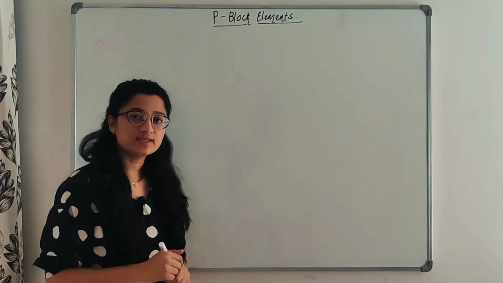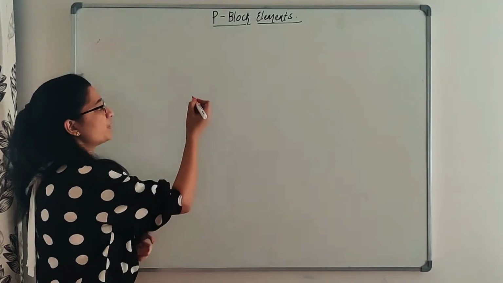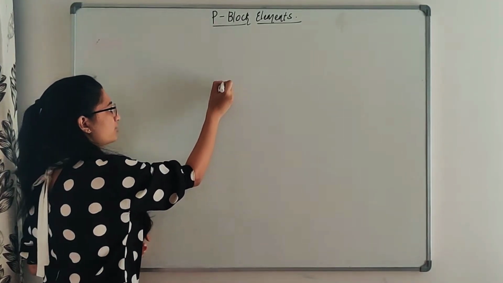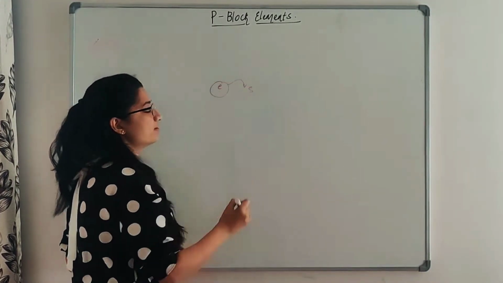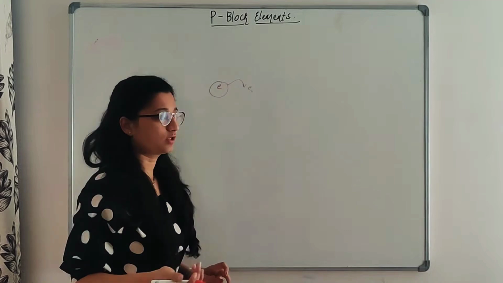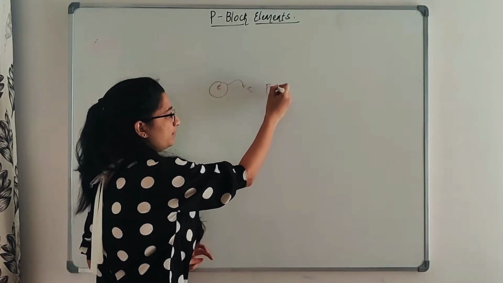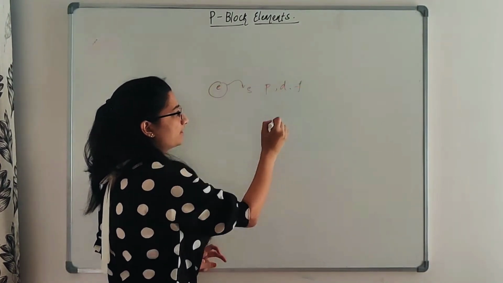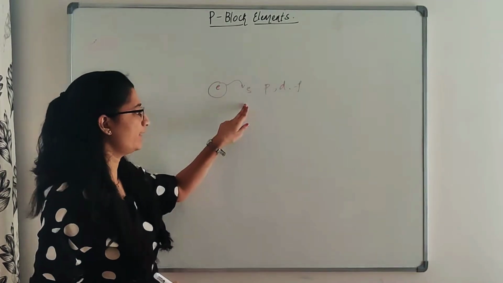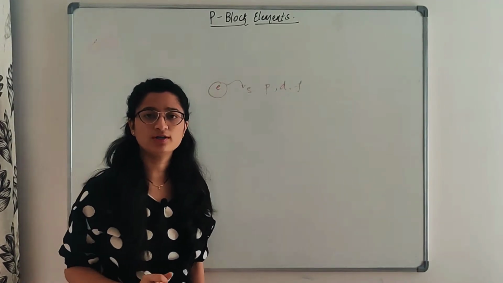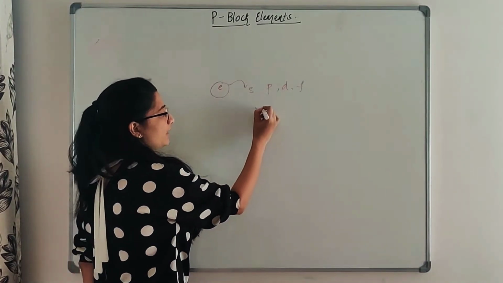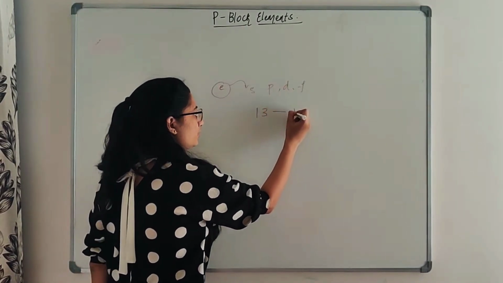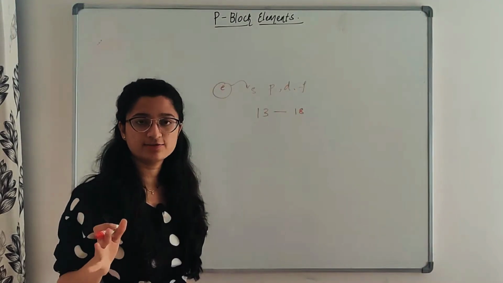How these are classified is, you know that if the outermost electron is entering the S orbital, then we call it an S block. If it is entering into P, then P. If it is entering into D, like that, we have classified them into S, P, D and F block elements. In the periodic table, the groups from 13 to 18 we have classified as P block elements.